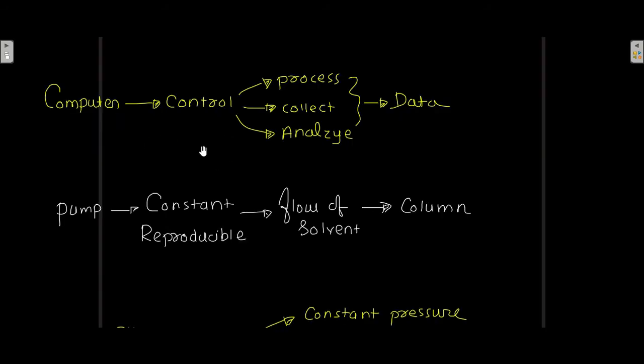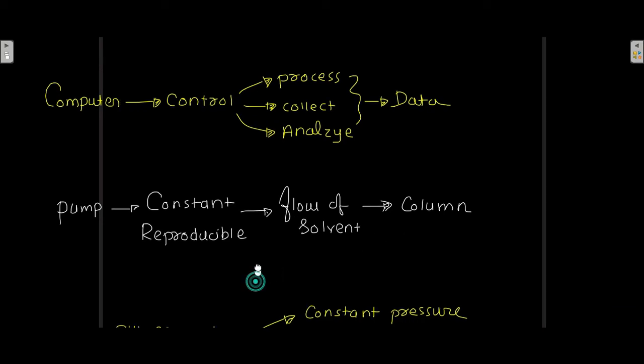Now in HPLC a computer is also used, and the function of this computer is to control the processing, collection, and analysis of the data. Now there is a pump in HPLC, and what is the function of that pump? Well, its function is to provide a constant and reproducible flow of solvent through the column.